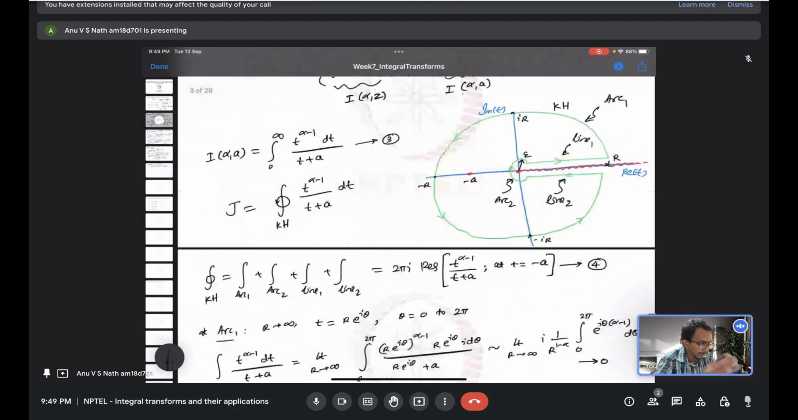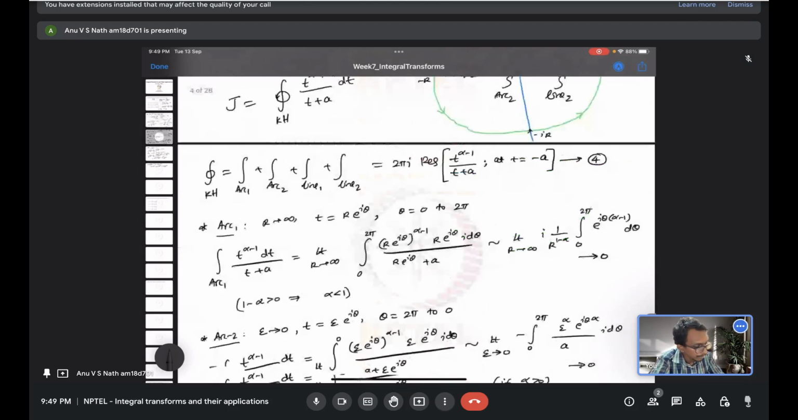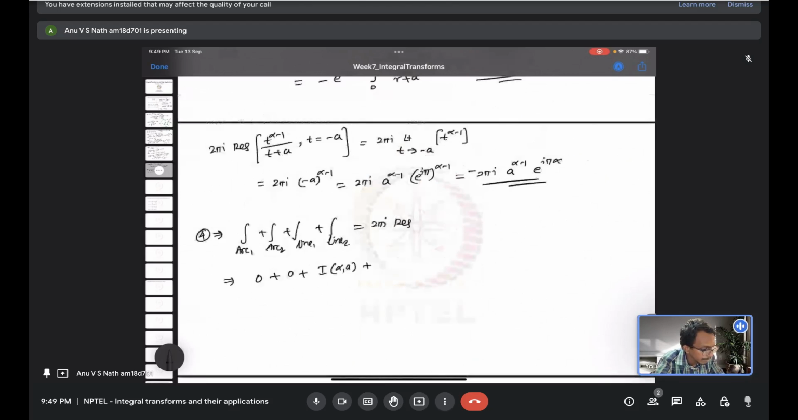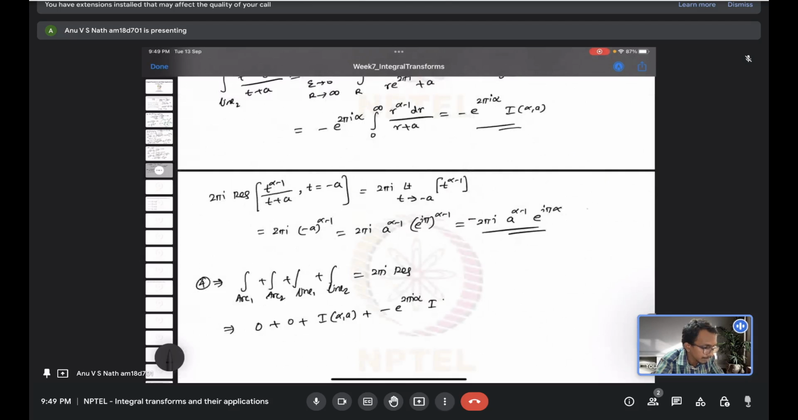Now we substitute all the quantities on the left and right hand side of equation 4. Remember, equation 4 comes from the residue theorem, the theory for contour integrals. From equation 4, what we find is that the integral over arc 1, arc 2, then line 1 plus line 2 is equal to 2 pi I times the residue. The contribution from arc 1 is 0, the contribution from arc 2 is also 0, the contribution from line 1 is I of alpha and a, and the contribution from line 2 is minus e raised to 2 pi I alpha times the same integral I of alpha comma a.